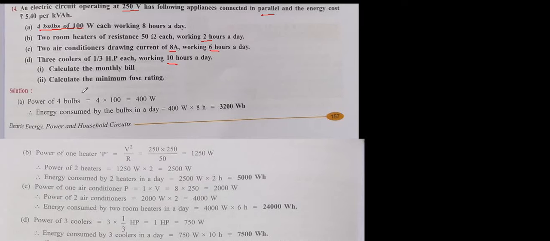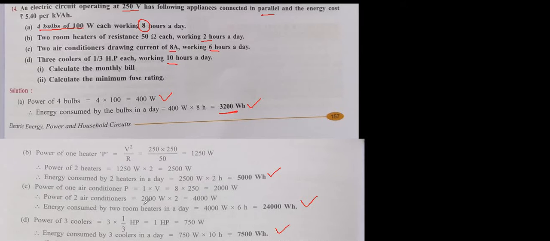So first of all we will start with bulbs. So power of bulbs, 4 multiplied by 100 is 400. For how many hours is it working? For 8 hours. So it is 3200 watt hours. Power for one heater is V square upon R. So it is 1250 watts. So for 2, how many watts are going to be used? 2500 watts. So energy consumed by the 2 heaters is power multiplied by time, so it is 5000 watt hour. We are keeping it in watt hour, and we add all these things at the end, and then we will convert it into kilowatt hour or kilovolt ampere hour.